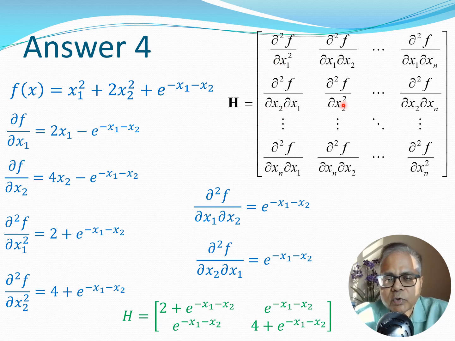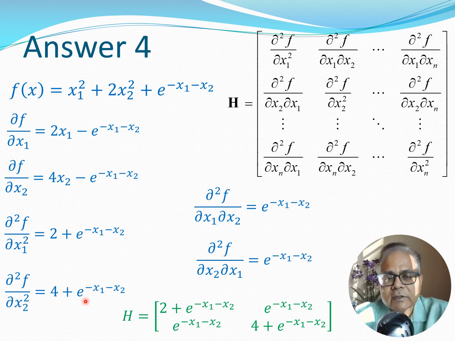That is the first two rows and first two columns. Of course, we have obtained the derivatives in the previous example for the gradient. So now we take the second derivative. Again, to take the second derivative with respect to x1, this will become 2 plus e to the power minus x1 minus x2. Then the second derivative of f with respect to x2 will become 4 plus e to the power minus x1 minus x2.